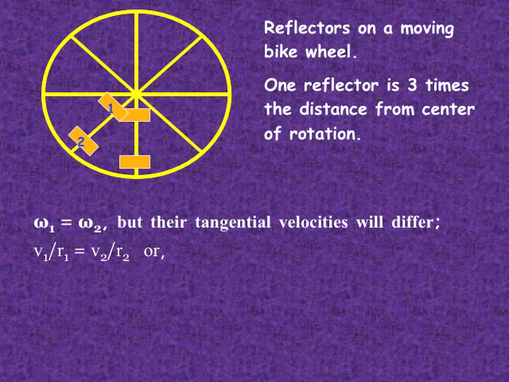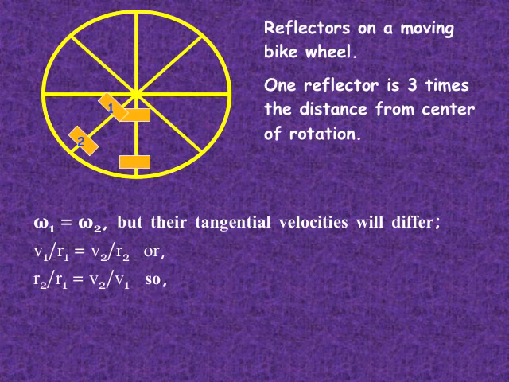V1 divided by R1, the tangential velocity V1 divided by the radius 1, is equal to V2 divided by R2. Why? Because omega 1 is equal to V1 over R1. This comes from the previous relationship from the last slide, where R times omega is equal to V. Thus, omega 1 is equal to the ratio of V1 over R1, as that equals omega 2, that equals V2 over R2.